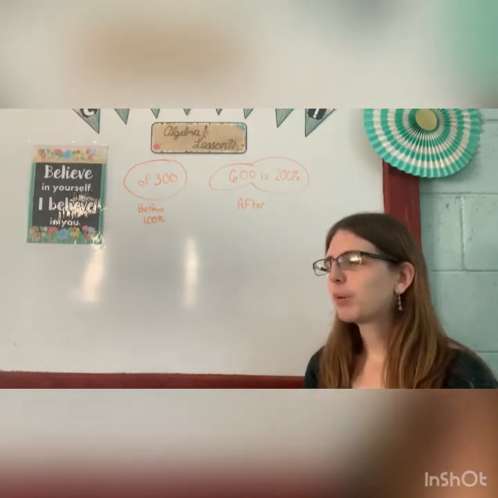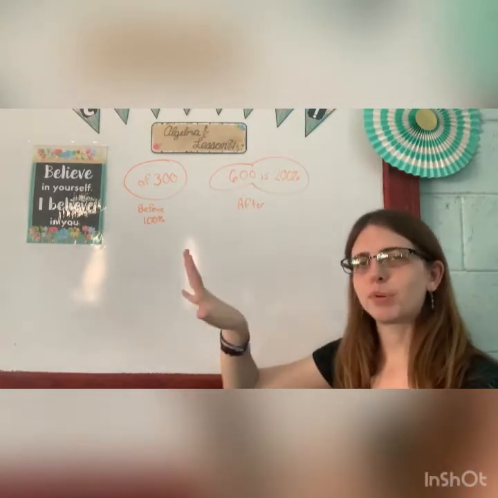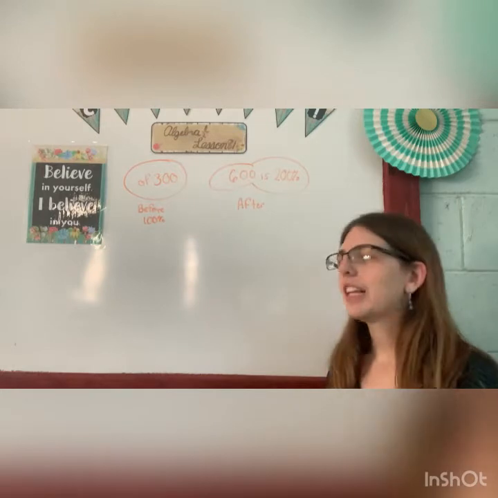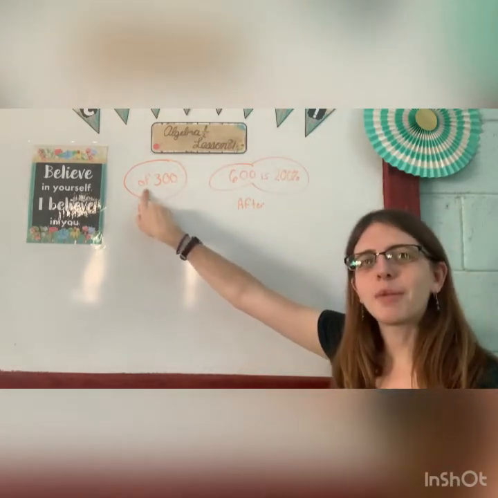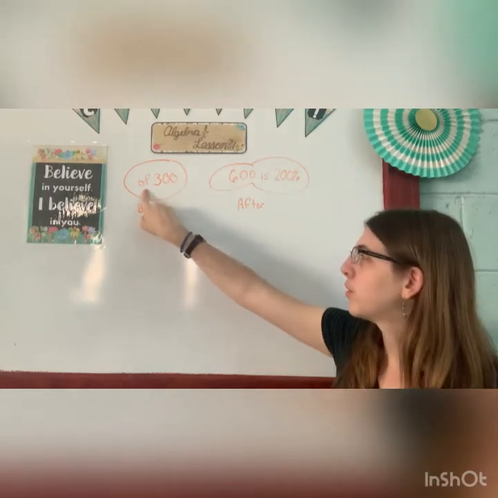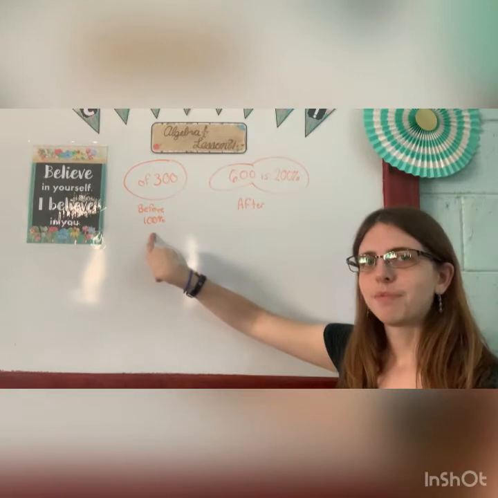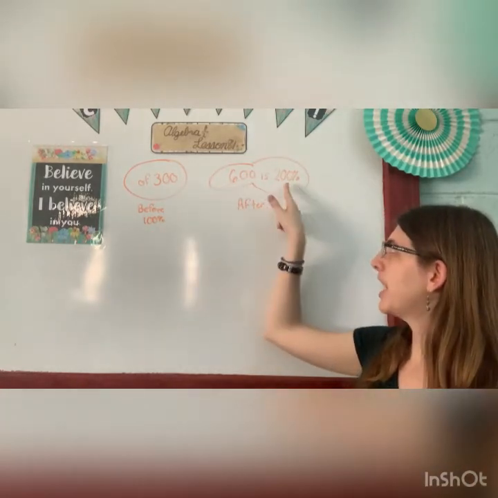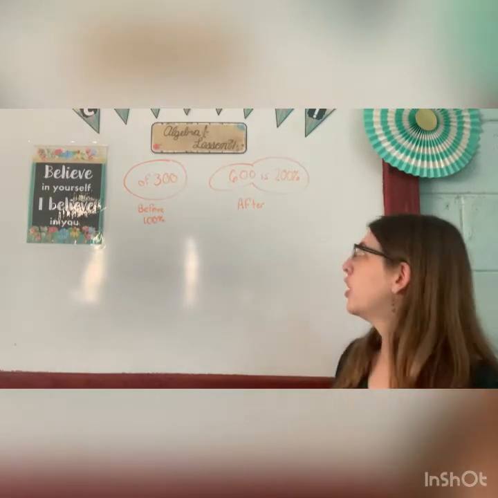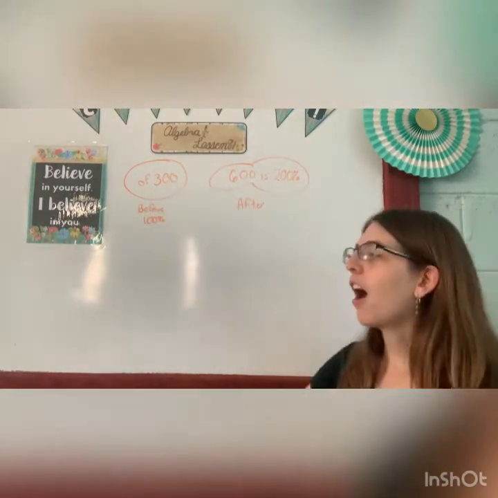So we've already learned percents and how we can draw these diagrams to help us visualize our percents. With our percents, whatever number we start with, our original number, the number that goes with "of," so for example, of 300, is always 100%. So if our second number is bigger, our percent is going to be greater than 100. So 600 is 200% of 300.